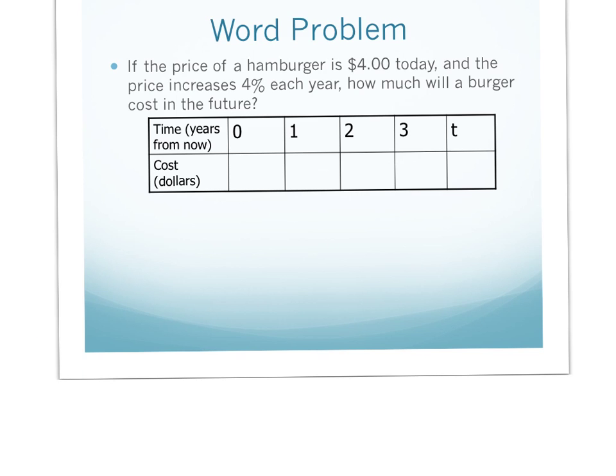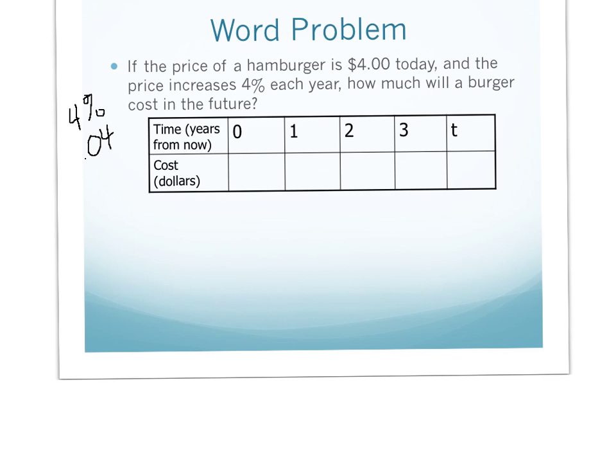In our first example, we're going to break things down step by step. Then we're going to look at the big picture and how to solve it all at once. So this first problem says that if we know the price of a hamburger is $4 today, and the price increases by 4% each year, how much is a burger going to cost in the future? The first thing we need to realize from our previous math classes, hopefully, is that 4% as a decimal is 0.04.